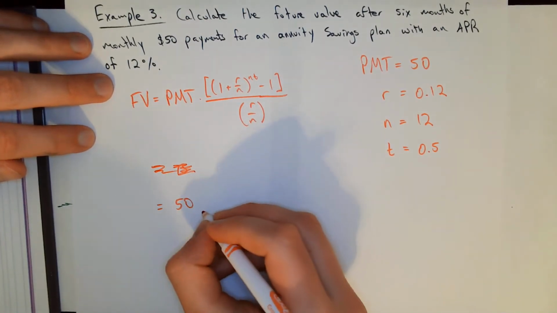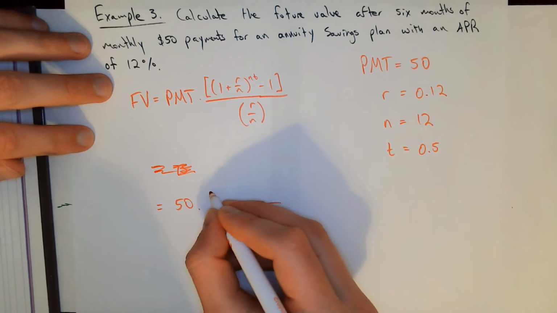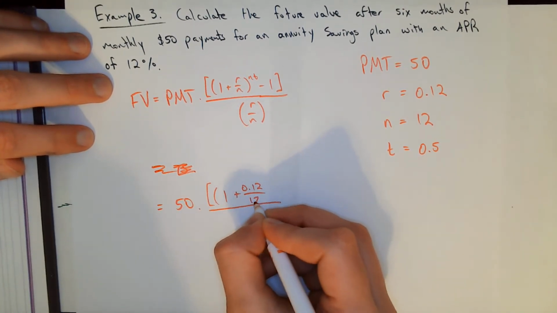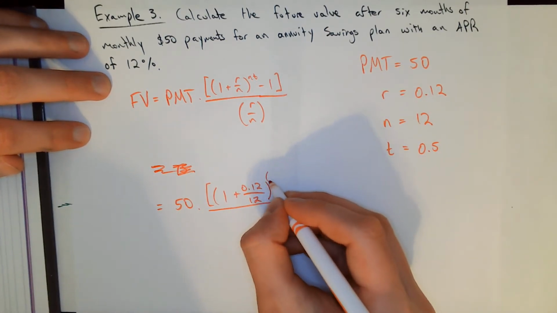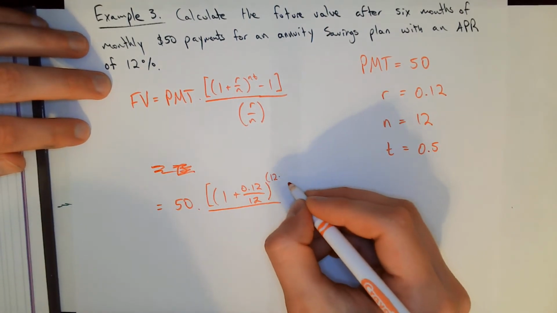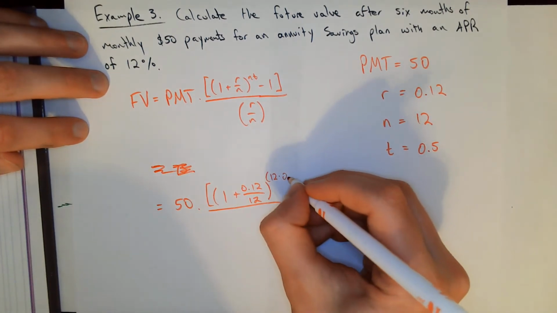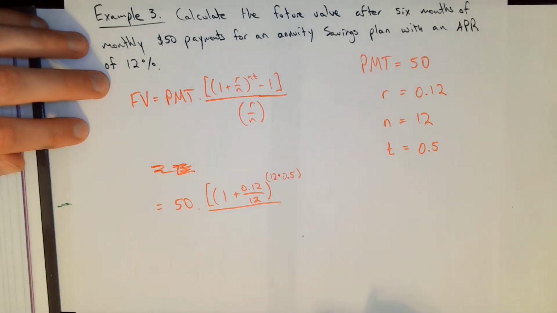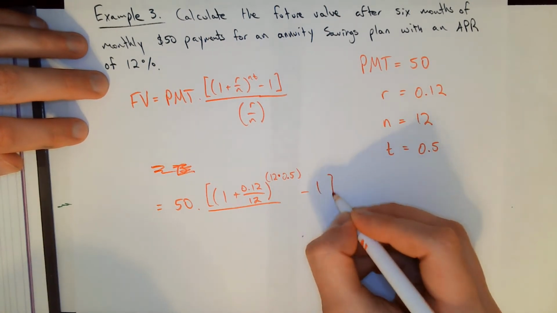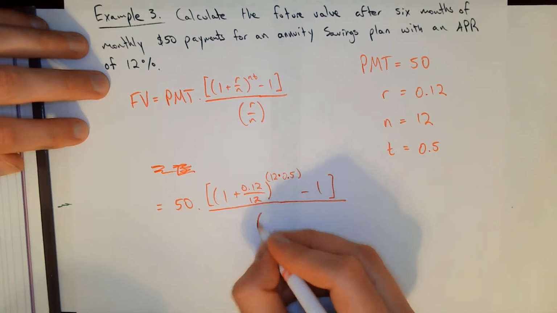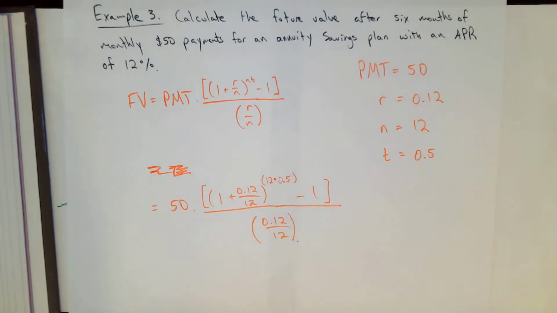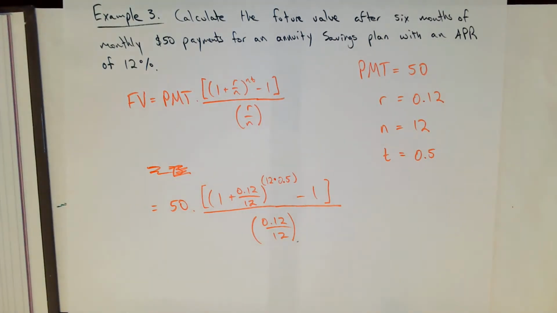50 times 1 plus 0.12 over 12. You notice 12 keeps popping up. Yeah, monthly payments does seem very natural, right? So up in the exponent here, I'm going to say 12 times 0.5 up in the exponent, and then minus 1. And then all over 0.12 over 12. So you notice 12 keeps popping up as the n value for these because monthly payments, it just really does seem natural, right?